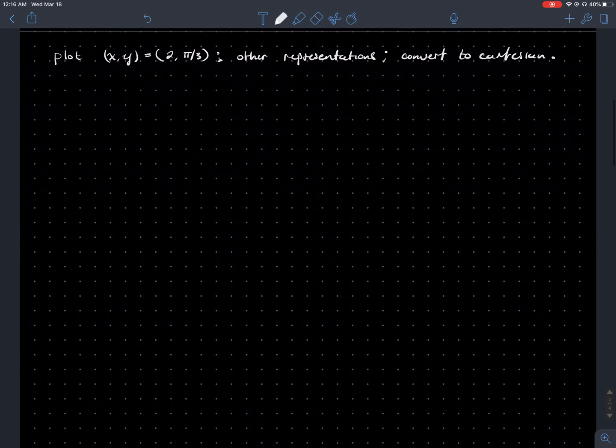The first example, we are going to start with a polar point. Okay. First, we are going to go over how we plot this polar point, and then as well as listing other representations, so other ways that we can express this exact same polar point, as well as converting to Cartesian coordinates. So let's first plot this polar point.